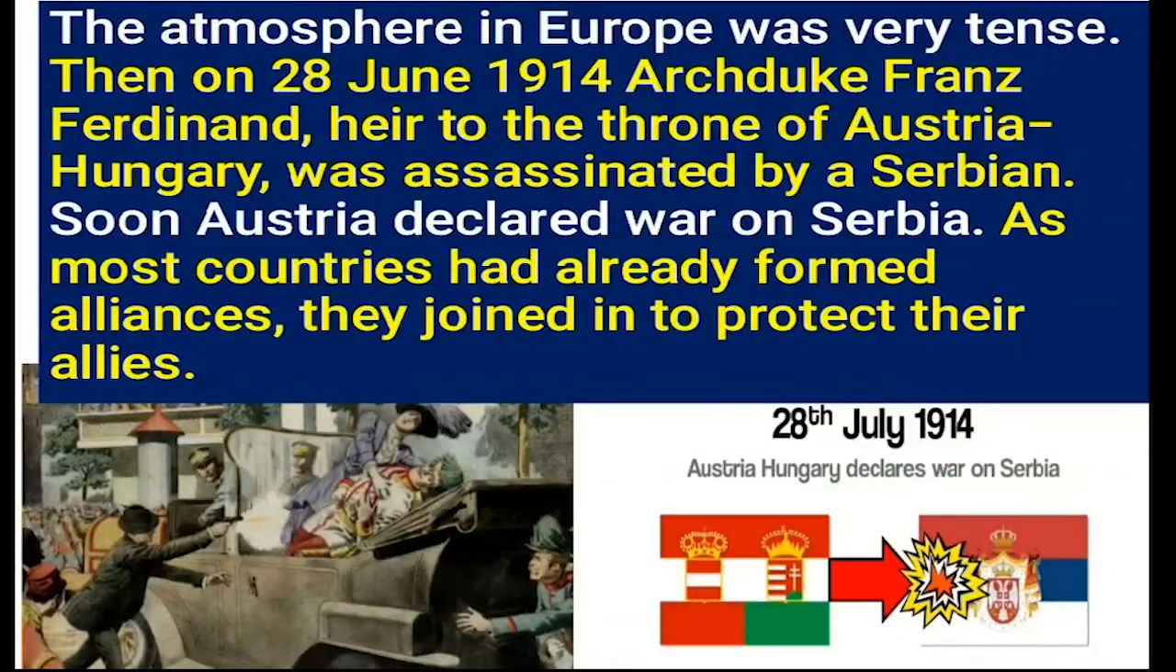The atmosphere in Europe was very tense. Then on 28 June 1914, Archduke Franz Ferdinand, heir to the throne of Austria-Hungary, was assassinated by a Serbian. Soon Austria declared war on Serbia, and as most countries had already formed alliances, they joined in to protect their allies.